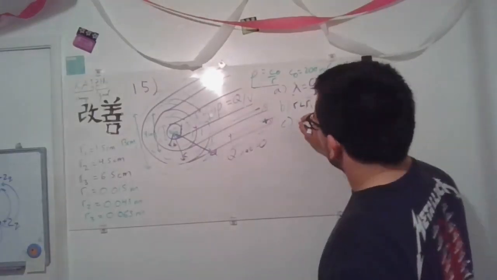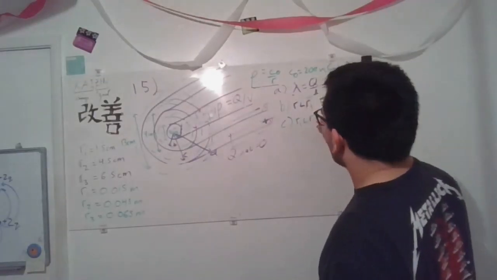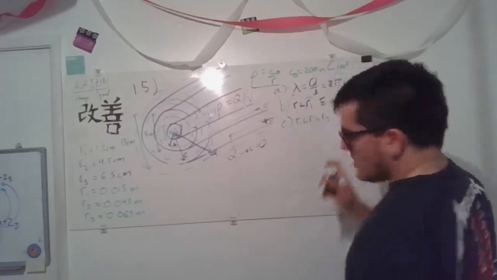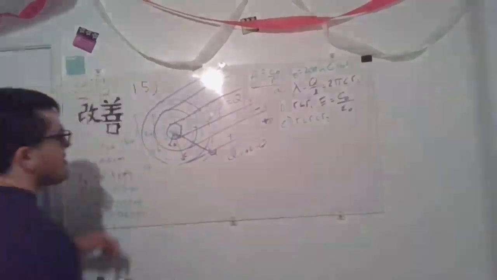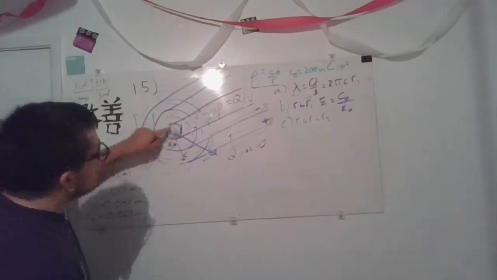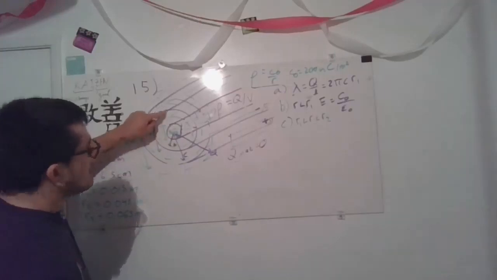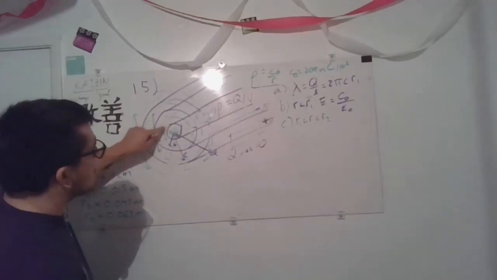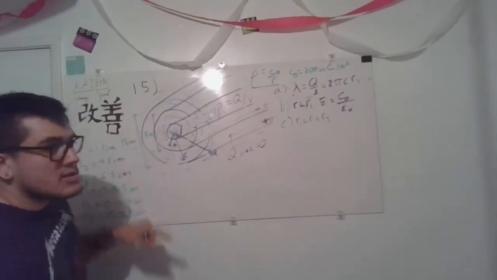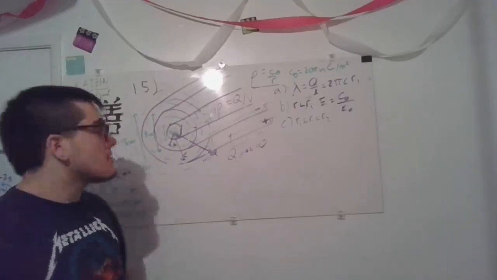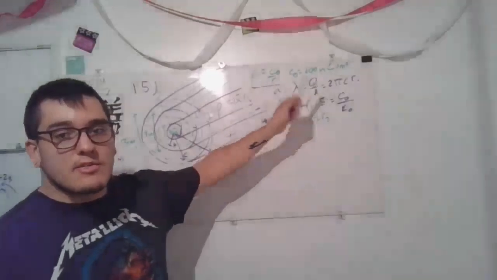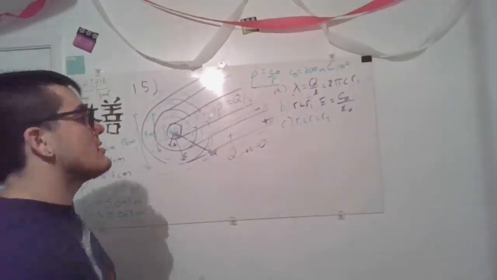Okay, for C, we're looking at R1 less than R less than R2. So that means we're outside this cylinder, but not at this cylinder. We're right here. We're right there. So that means we're going to use the total charge Q, which is what I found earlier. So now I can do that little trick I was just going to do.